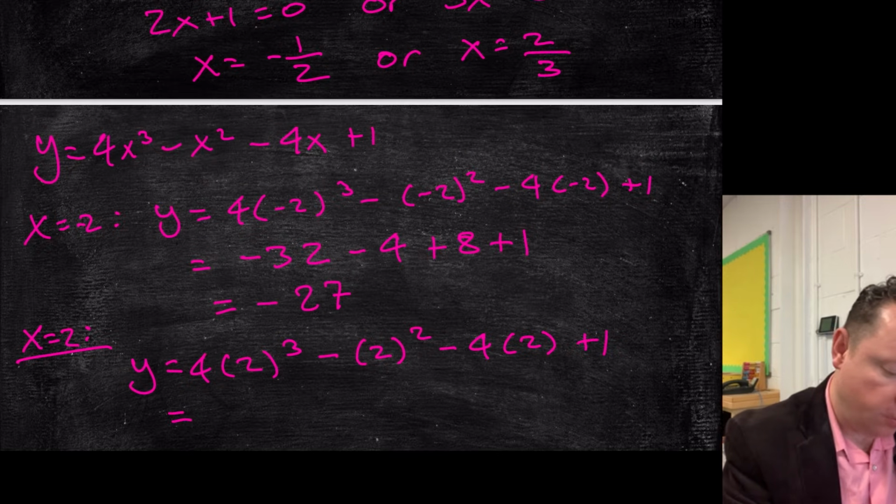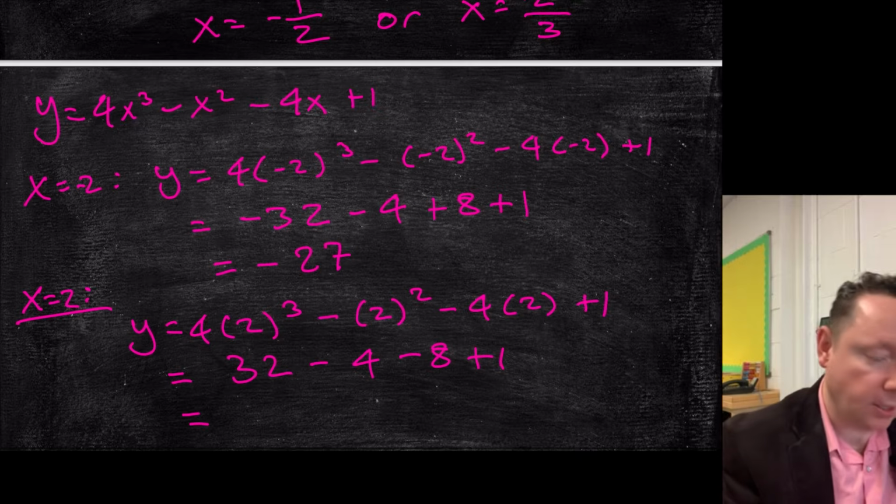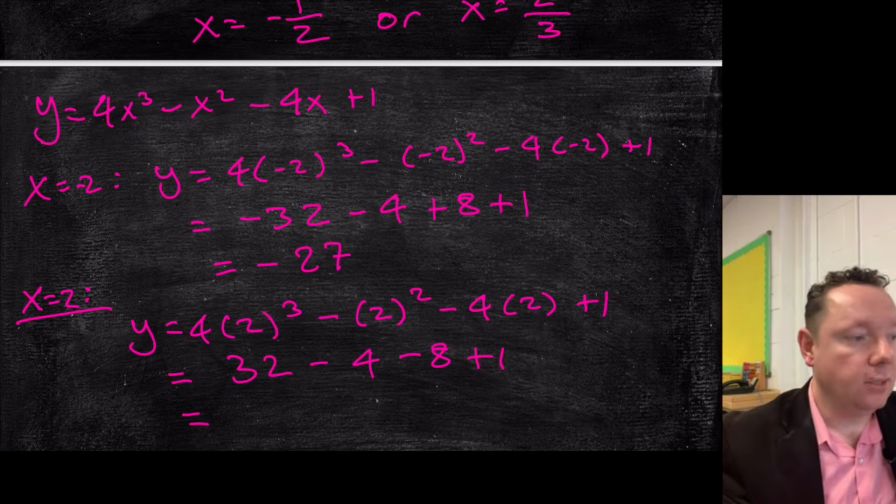Well, 2 cubed is 8, 4 eights is 32, 2 squared is 4, 4 twos is minus 8, plus 1. So 32 minus 4 minus 8 plus 1 is 21.